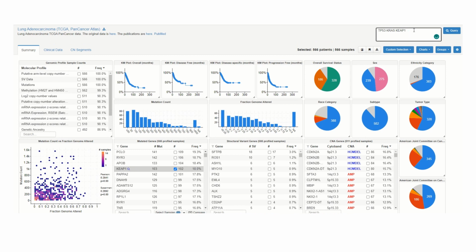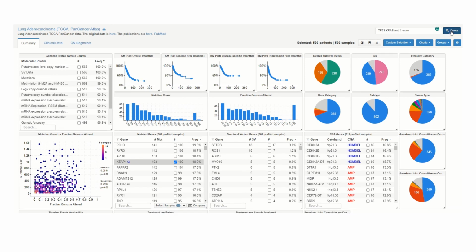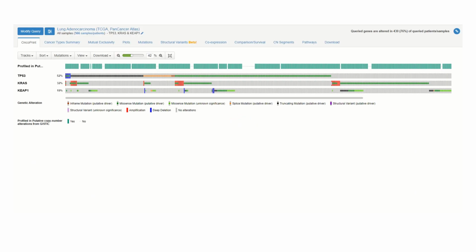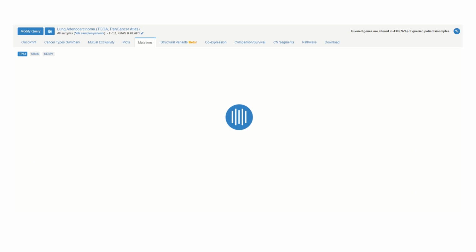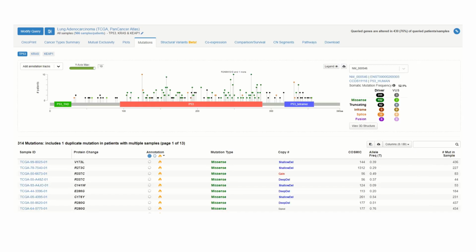We can type in the gene names at the top right search box and press query to look at individual genes. Clicking the mutation tab on the top menu allows us to see a lollipop plot showing the sites of mutations in each gene. Each lollipop represents a mutation, and the height of the stick indicates the number of patients that have the same mutation at the same time. Domains of the protein are colored and labeled, allowing us to see where mutations cluster.